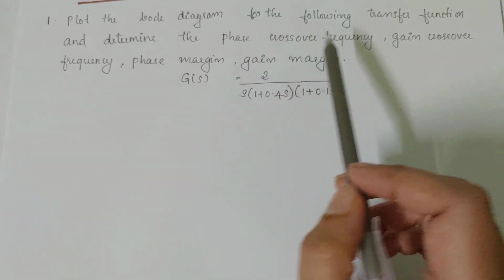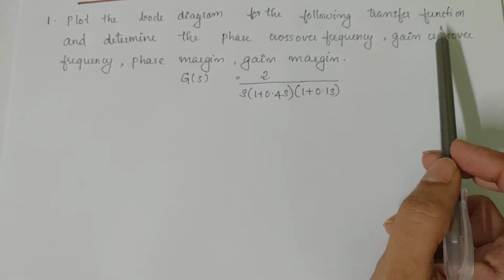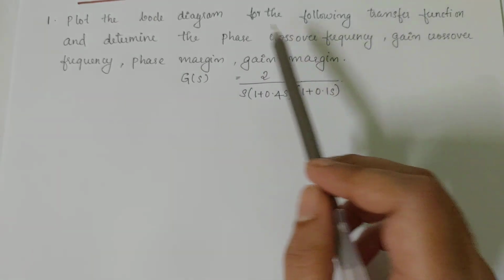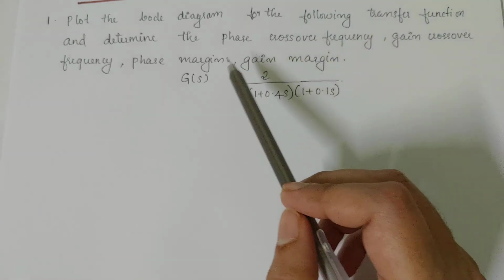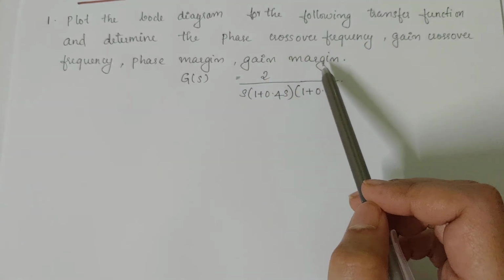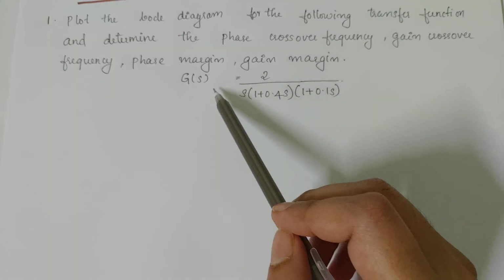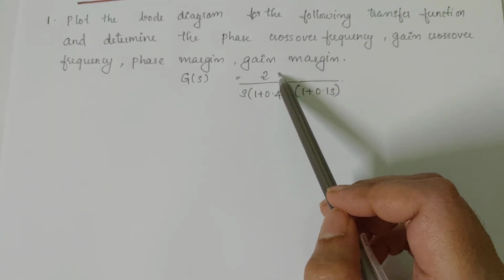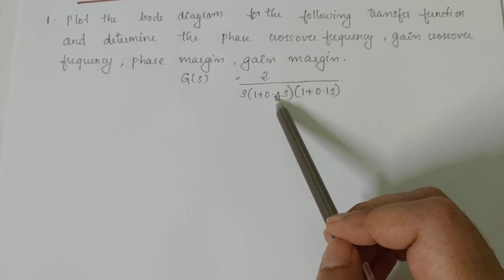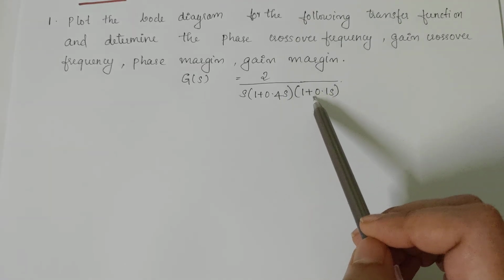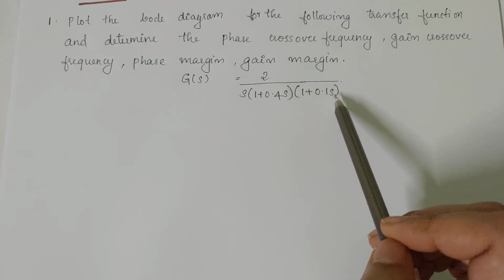Plot the Bode diagram for the following transfer function and determine the phase crossover frequency, gain crossover frequency, phase margin, gain margin. Given G(s) is equal to 2 by s into (1 plus 0.4 s) into (1 plus 0.1 s).